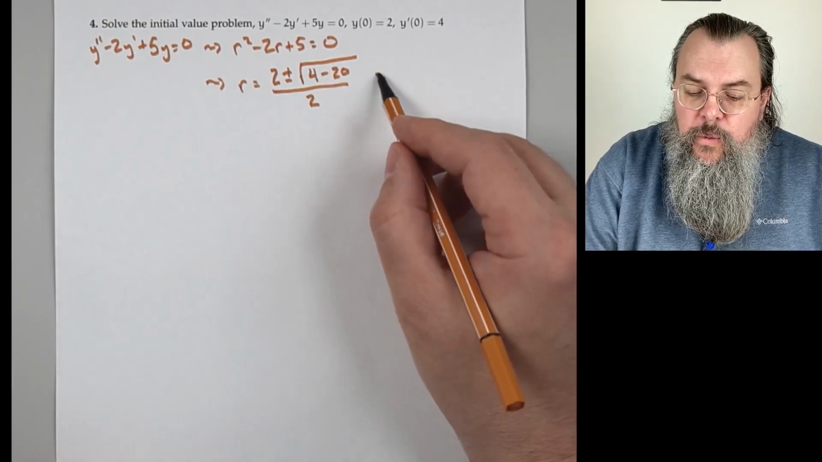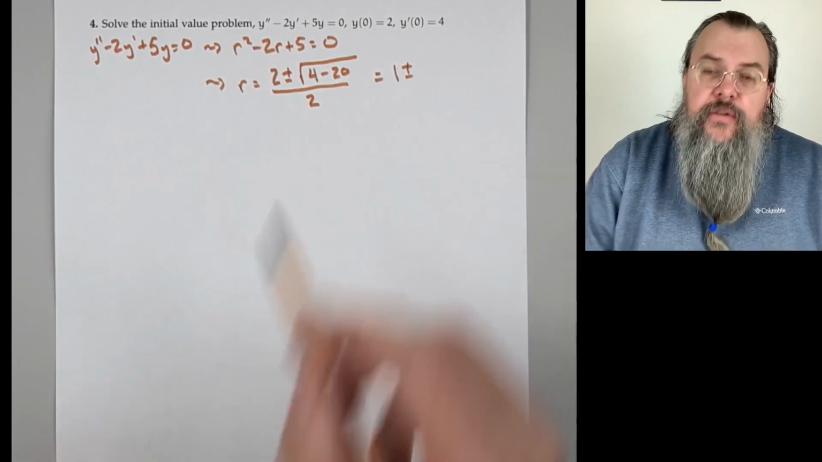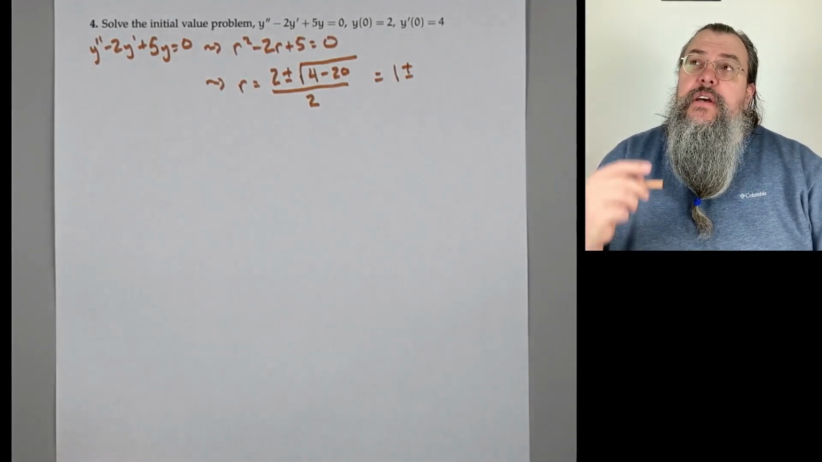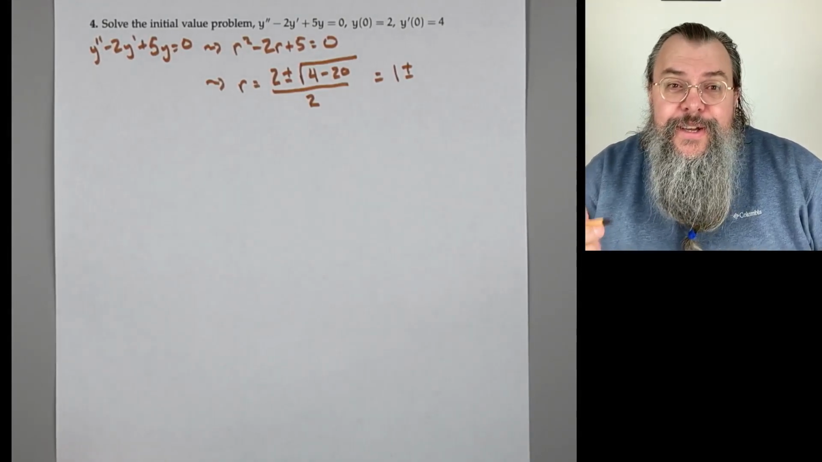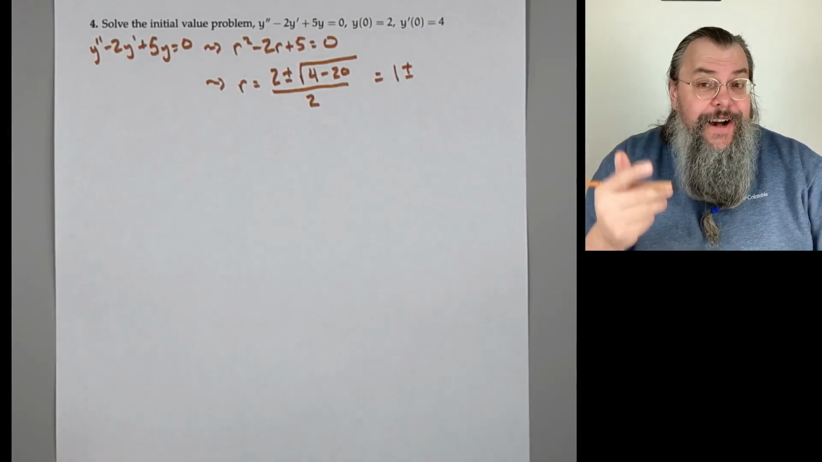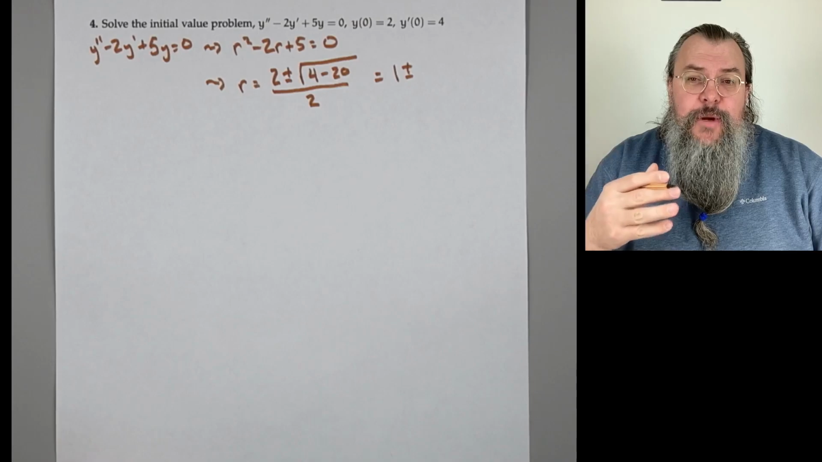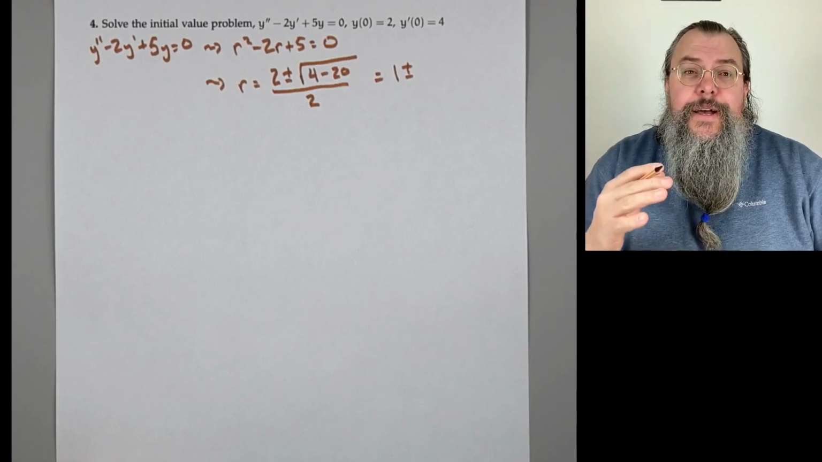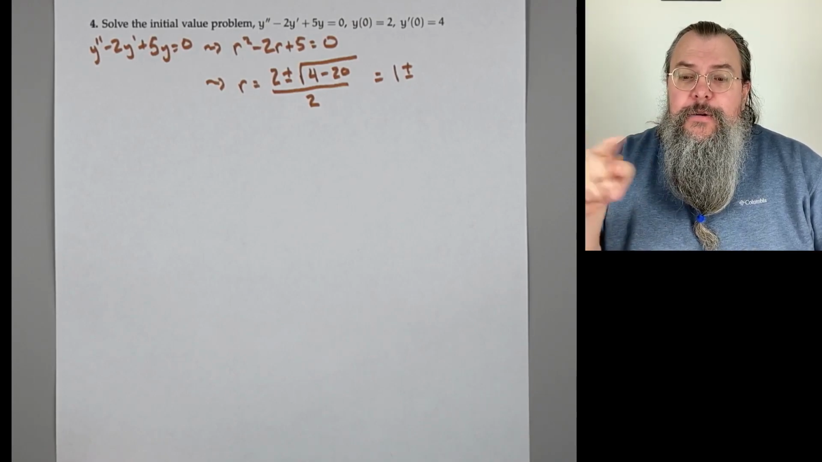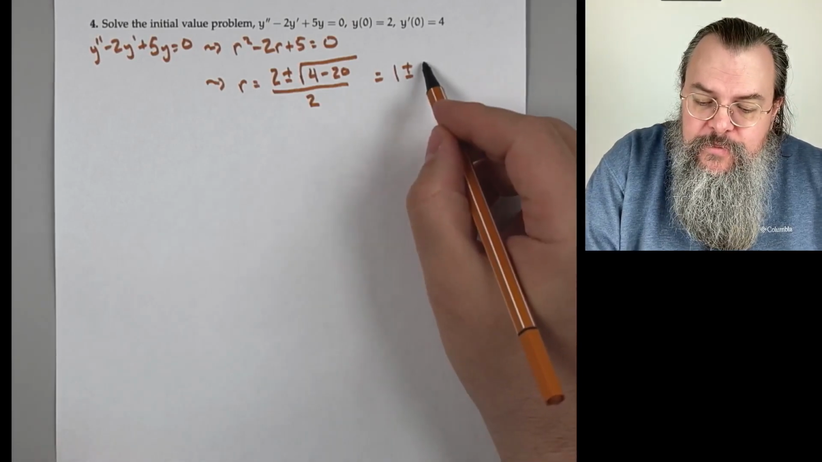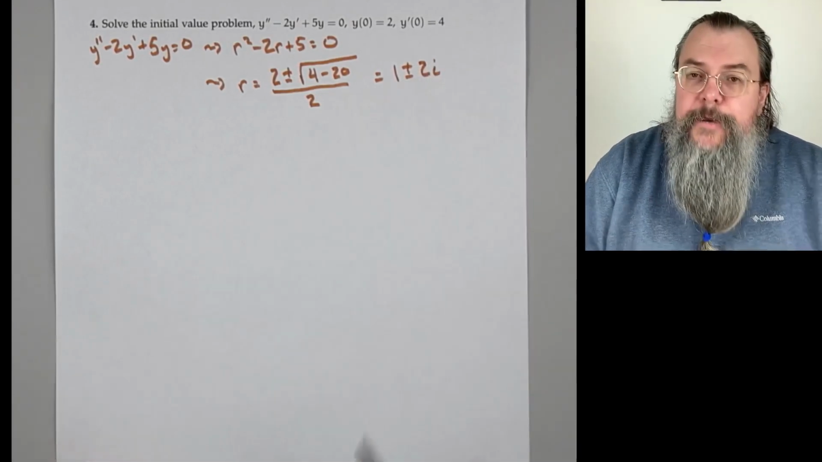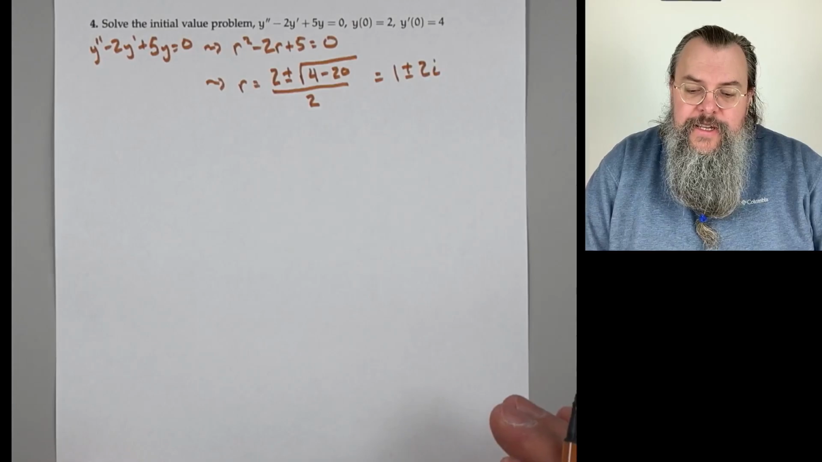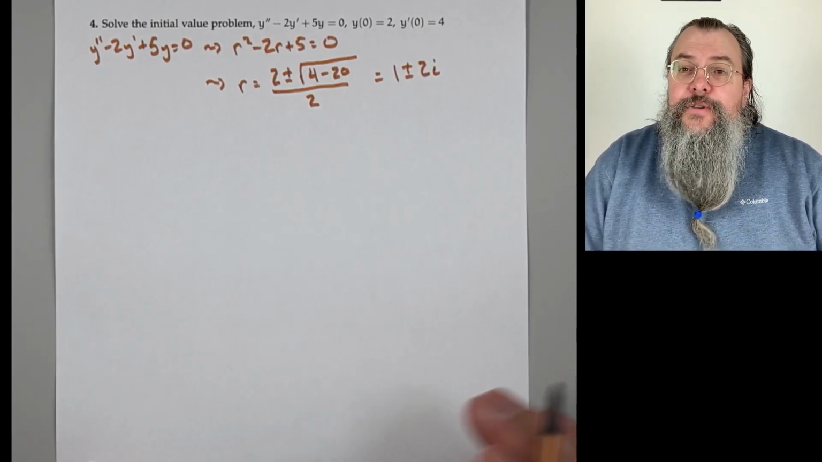Well, 2 over 2 is 1. Okay, the square root of 4 minus 20, that'd be negative 16. When you take the square root of a negative, you get i, which we call the imaginary number. So it's 4i over 2. So that would become 2i. All right, great. And those are our roots.